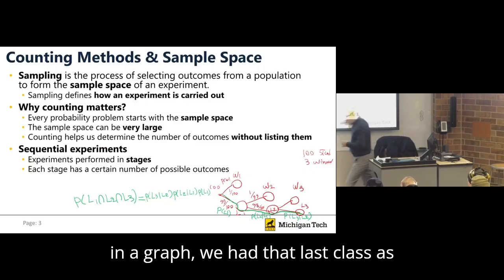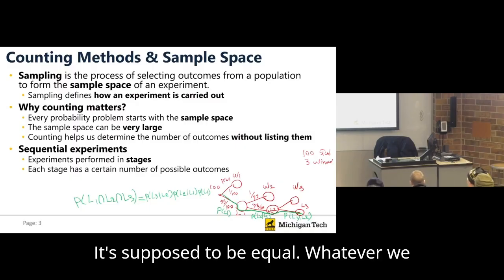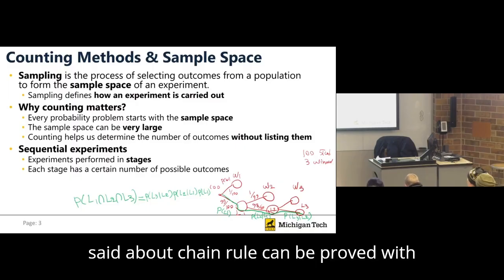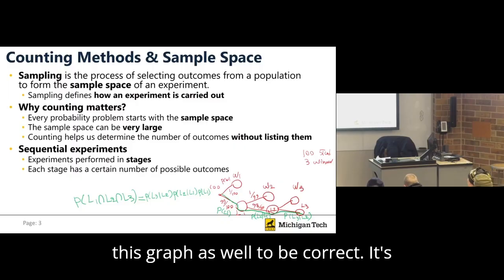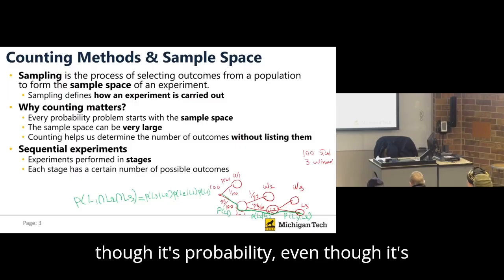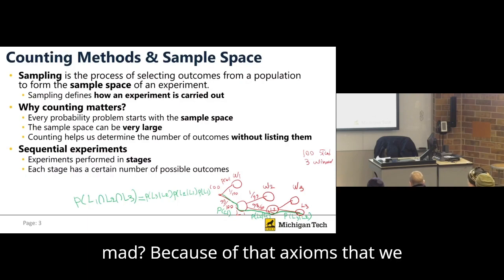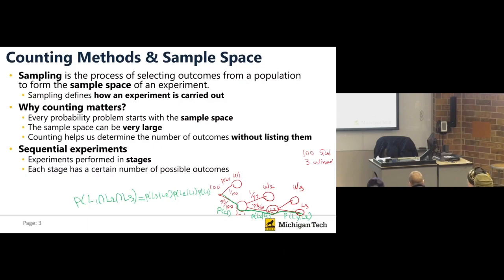But in a graph, we had that last class as well. So they are kind of completing each other, you know. It's supposed to be equal. Whatever we said about chain rule can be proved with this graph as well to be correct. It's math. Even though it's statistics, even though it's probability, even though it's not certain, it still is math. Why is it math? Because of the axioms that we defined.